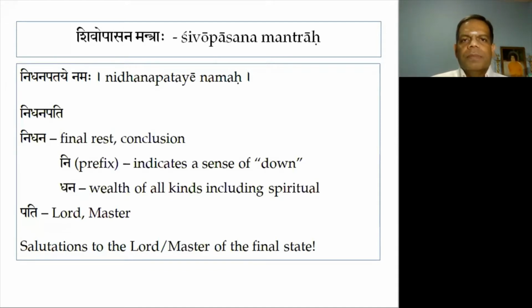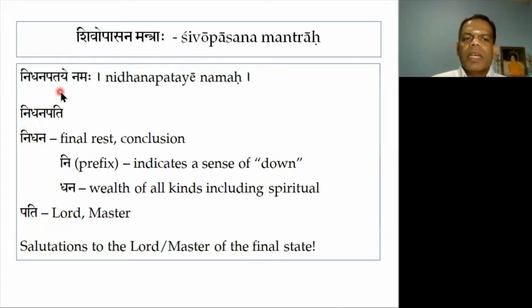Okay, so the first one, Nidhana Pataye Namaha. Nidhana Pataye Namaha. The second letter is Mahaprana, or extra air you have to give. Otherwise, all the others are Alpa Prana sounds. Nidhana Pataye Namaha.